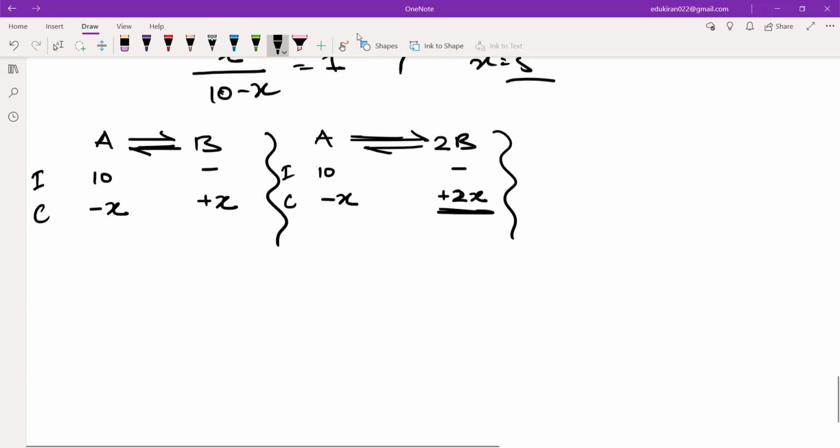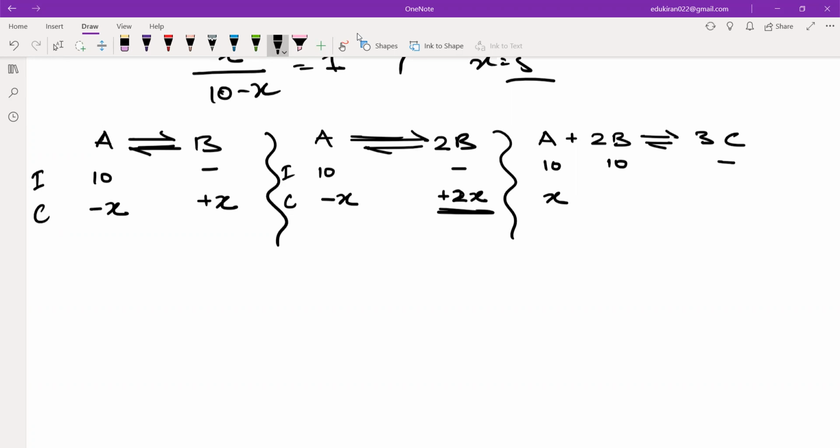Similarly, if I had A plus 2B in equilibrium with 3C, then I will write, let us say 10, 10, and there is 0 initially. So the change will be minus X because we have 1 mole of A. Minus X, for B it will be minus 2X, and for C it will be plus 3X. Is this clear with everyone?